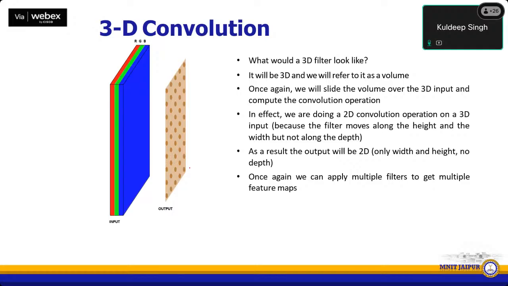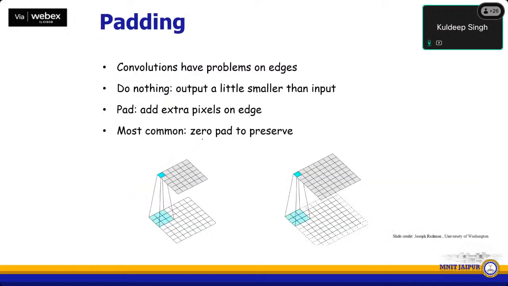And now we can apply multiple filters to get multiple feature maps. As a result, this is a feature map of this image, which is computed as a result of 3D convolution of the filter on this input colored image.